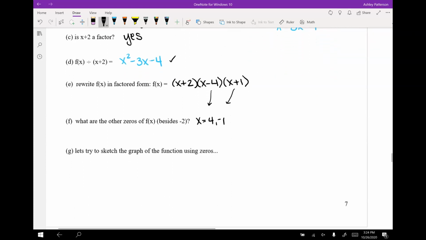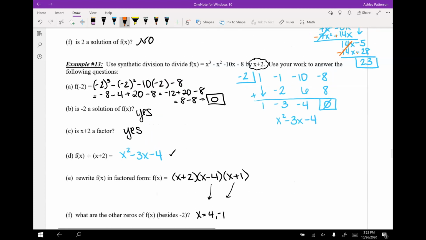All right, let's try to make a sketch of this using the zeros. So we know that we're going to have a 0 at -2, at -1, and at 4. 1, 2, 3, 4.